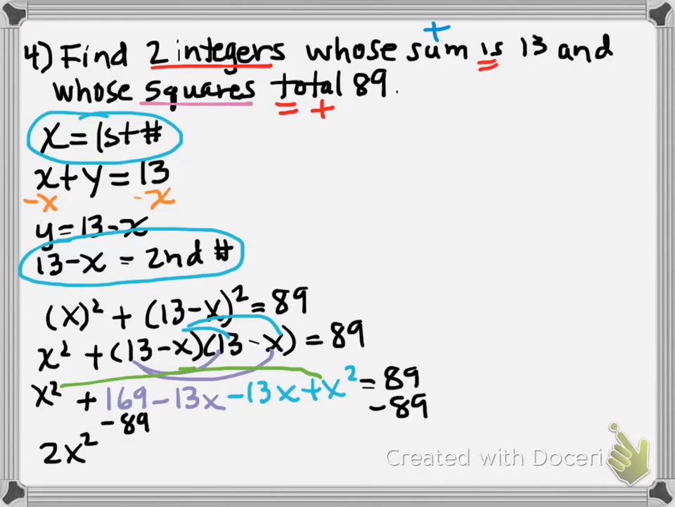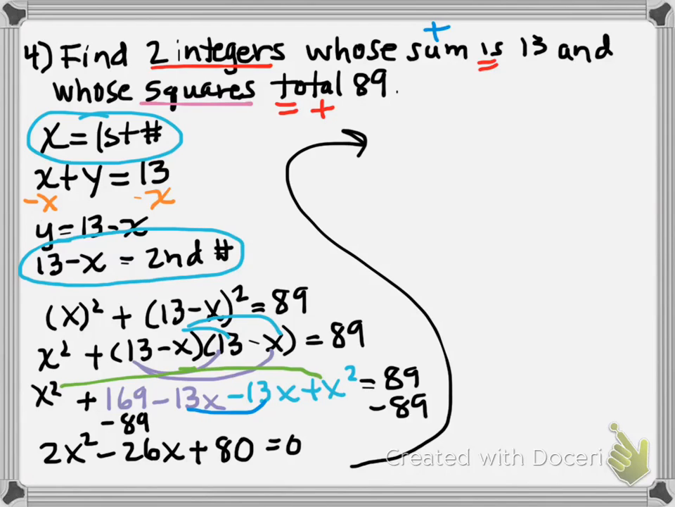I have 13x, negative 13x, and negative 13x, which gives me a total of negative 26x. And then last but not least, I'm going to subtract 89 from 169, which is going to give me a positive 80 total. All of that equals 0. So I'm going to do this problem over here.